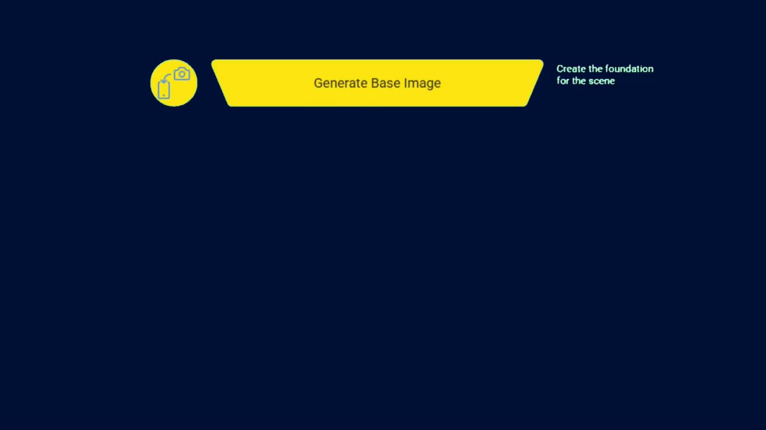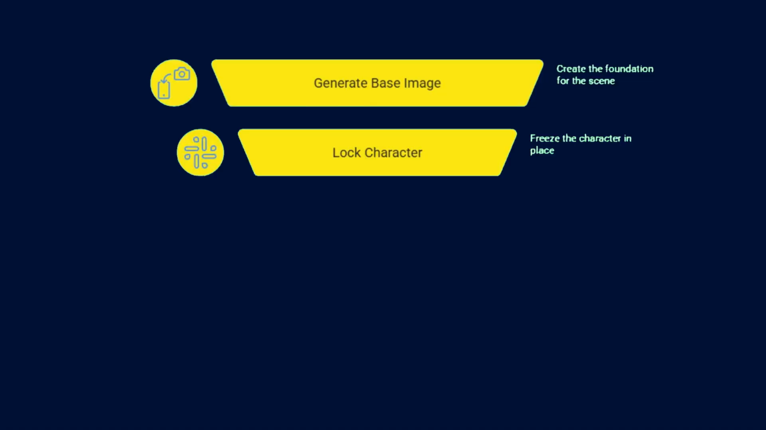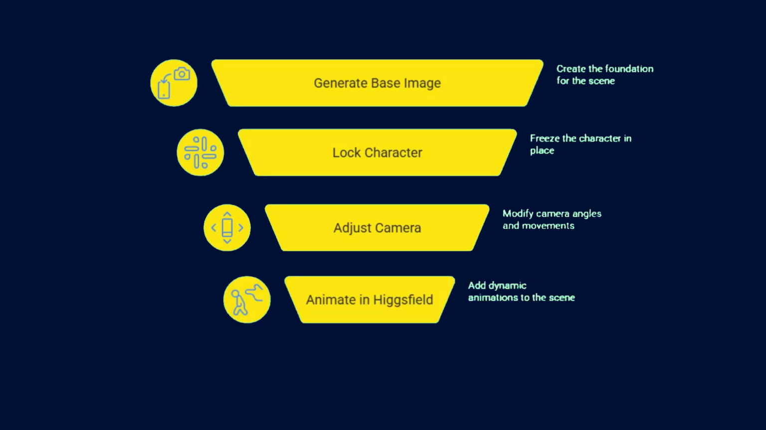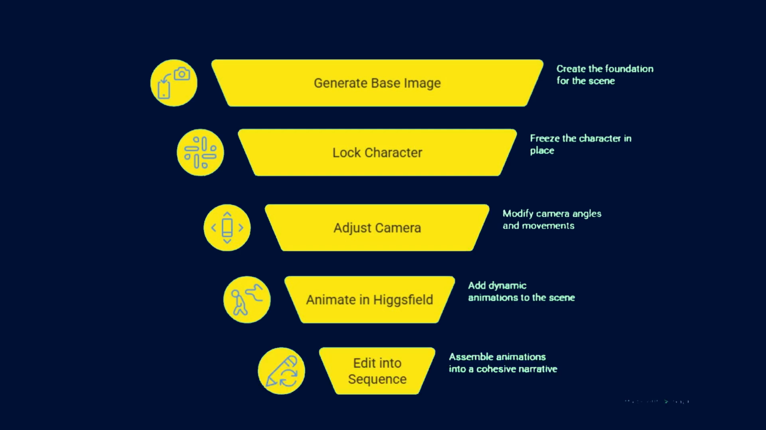Workflow. Generate base image. Lock character. Adjust camera only. Animate in Higgsfield. Kling 2.6, 5 seconds, audio off. Edit into a cinematic sequence. That's not just AI generation. That's AI directing.